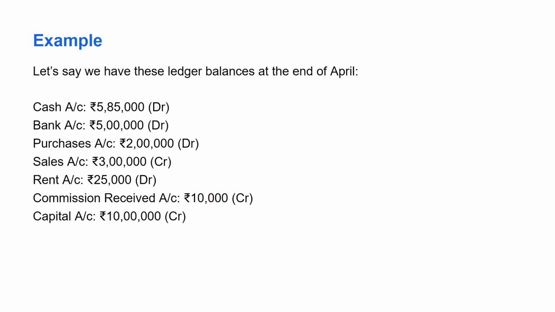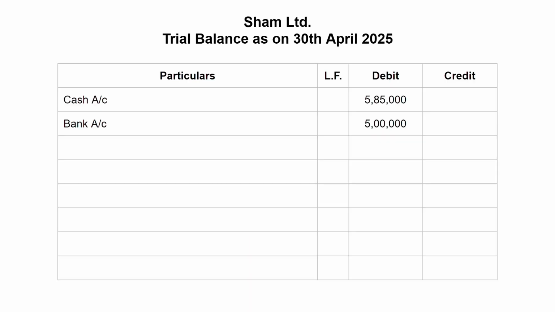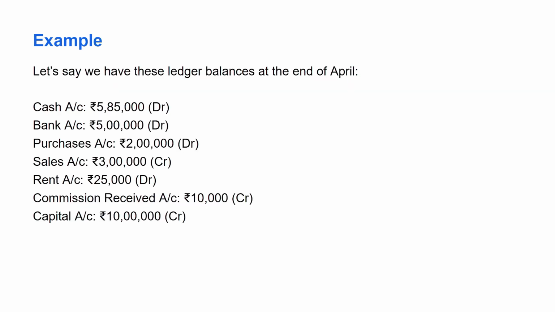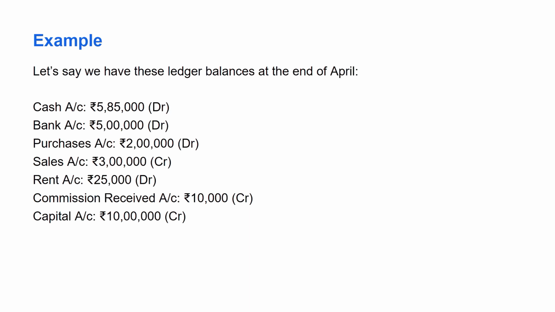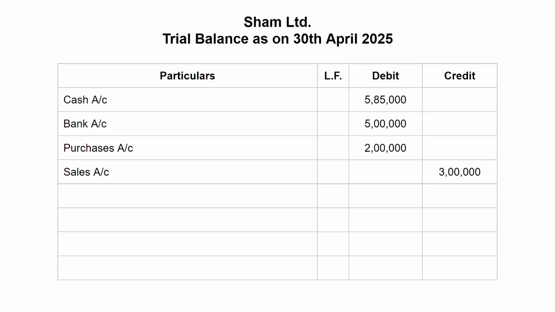Next, bank account 5 lakh rupees debit balance. And we'll record it as bank account debit side 5 lakh rupees. Next, purchases account 2 lakh rupees debit balance. So we'll record it as purchases account 2 lakh rupees on the debit side because we had debit balance. Next, sales account 3 lakh rupees credit balance. So we'll record it as sales account 3 lakh rupees on the credit side.